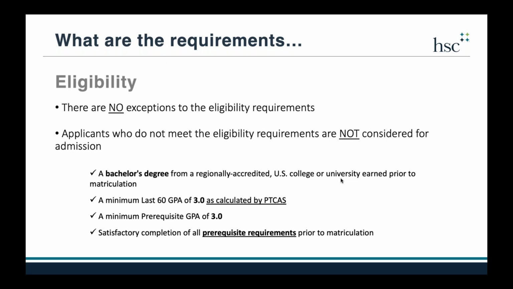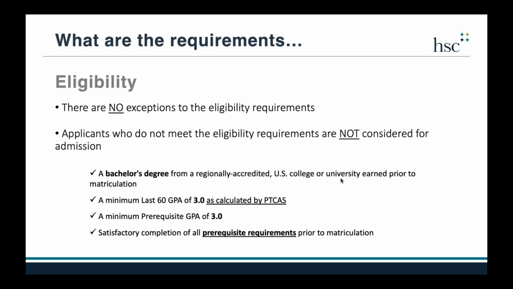The first is that you have to have a bachelor's degree from a regionally accredited college or university in the United States that you earned prior to matriculating into the DPT program. So if you've already completed your degree, that's great. It didn't have to be in any particular major. The majority of applicants who apply to DPT school will have a degree in exercise science, kinesiology, or another science discipline. But we accept students from a wide variety of majors. So it doesn't have to be any particular major, but it does have to be a bachelor's degree from a regionally accredited college or university.